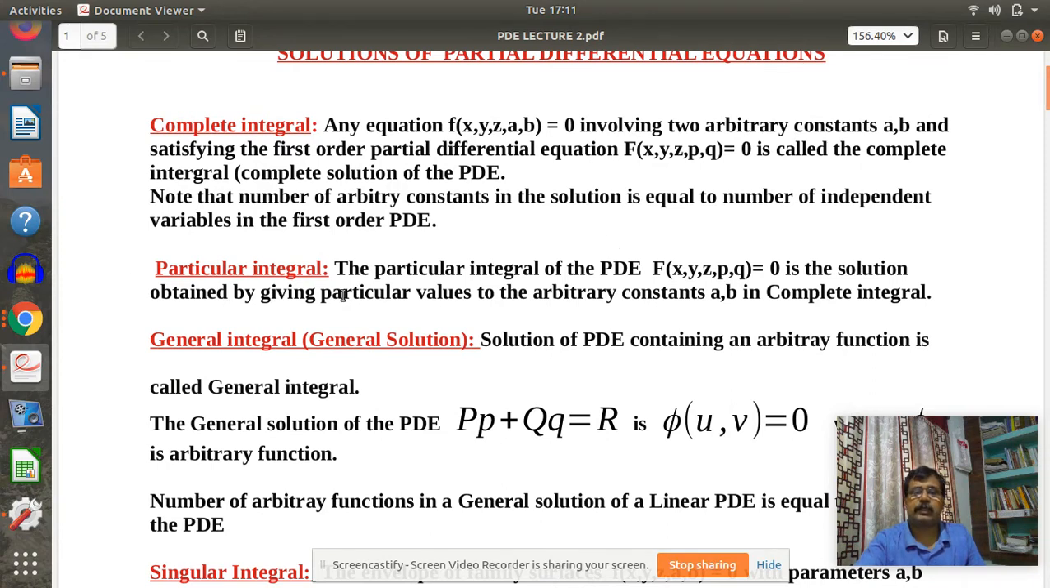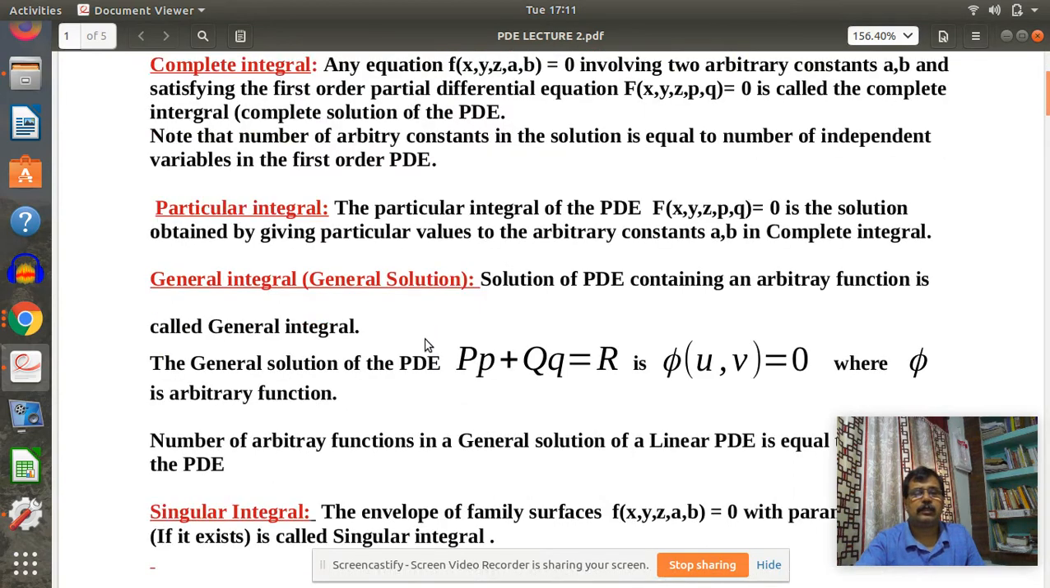Another term is particular integral. That is the same as in the case of ordinary differential equation. Particular integral of a partial differential equation, capital F of x, y, z, p, q equal to 0, is the solution obtained by giving particular values to the arbitrary constants a and b in the complete integral. If we assign particular values for the arbitrary constants in the complete integral, you will get the particular integral.